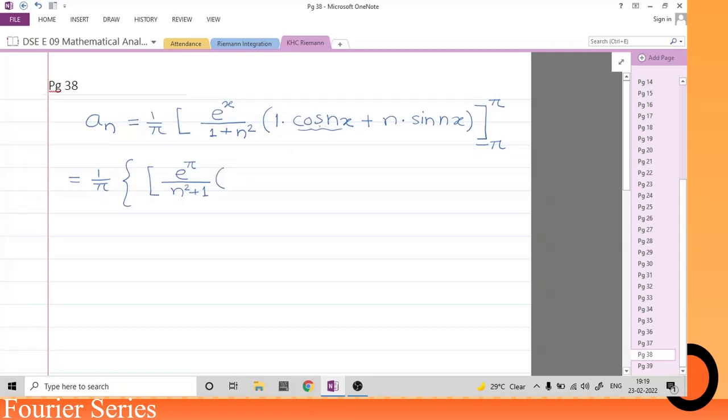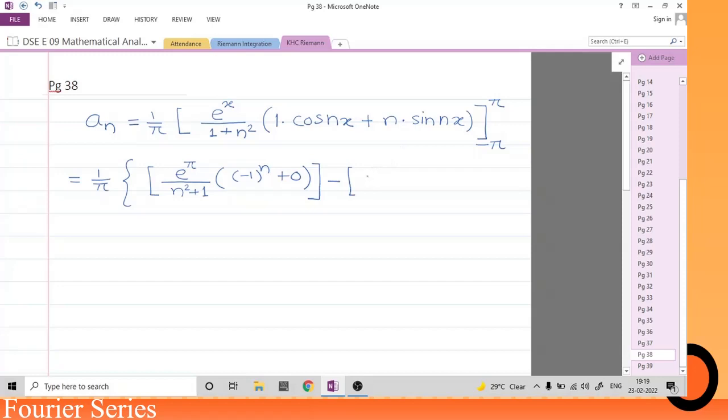1 into cos nx, replace x by pi, so we will get cos n pi, but cos n pi is minus 1 raised to n, so 1 into minus 1 raised to n. And when we put x is equal to pi in the second term, sin n pi, but sin n pi is 0, that's why the second term becomes 0 for the upper limit. This is the value corresponding to the upper limit.